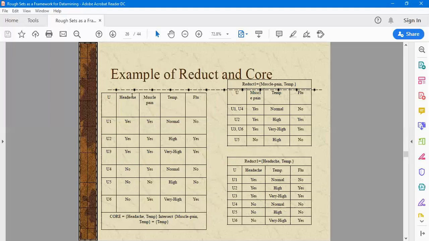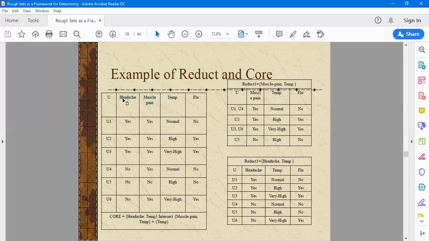We had seen the example also. On the basis of the condition attributes, headache, muscle pain, and temperature, we decide whether the patient has flu or not. We had two reducts. This is about muscle pain and temperature. We took these two conditional attributes and decided reduct one. Then we took two attributes, headache and temperature, and we can have another reduct. We can also have headache and muscle pain as reduct 3. Clear? And we can have reduct 4 where we have all three conditional attributes as well.